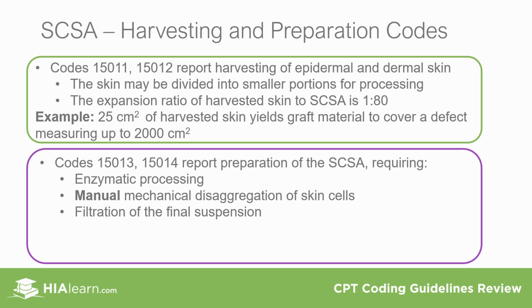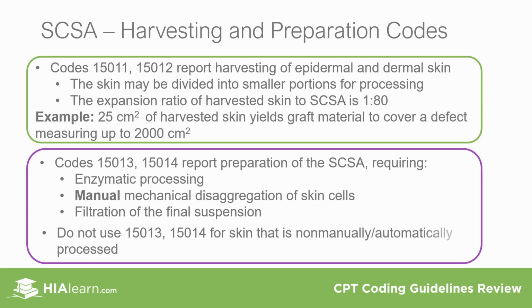Codes 15013 and 15014 report preparation of the suspension autograft product. This process requires enzymatic processing, manual mechanical disaggregation of skin cells, and filtration of the final suspension. It is not appropriate to assign codes 15013 or 15014 for skin that is non-manually or automatically processed.